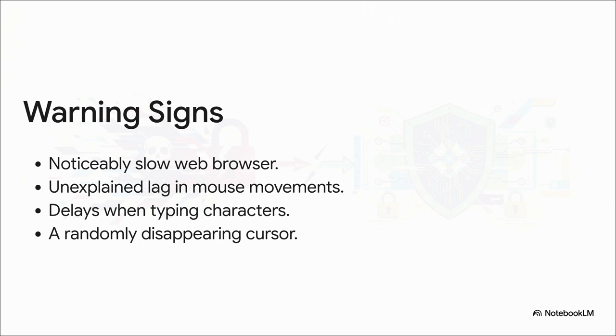You might see noticeably slow web browser performance, or this weird unexplained lag in your mouse movements. Maybe there's a huge delay between when you type and when the characters actually show up on screen. Or your cursor just randomly disappears. Because a keylogger is actively capturing every keystroke in real time, it's eating up your system resources. So if your machine suddenly starts struggling, don't just blame your internet connection. It could actually be the footprint of a stealthy invader.